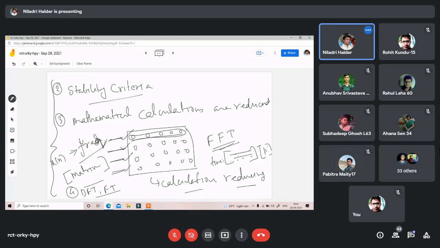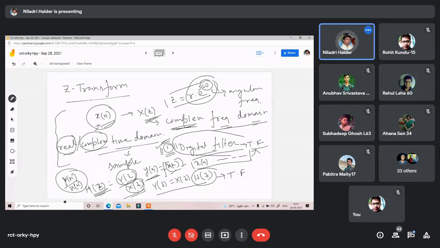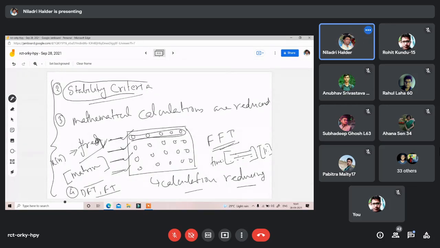Yes, sir. Okay. Keep in mind these two are the most important points. One is the transfer function for digital filter, another one is the stability criteria. These are the results, and these 2 points are the solutions. Solutions means you can solve it easily by using those advantages.